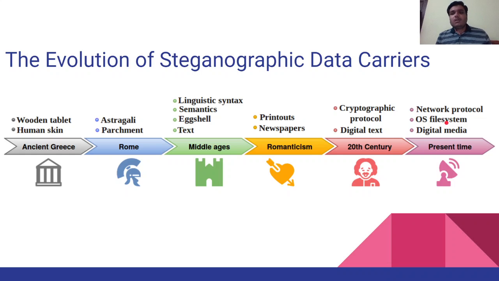Now in present time, we not only encode data inside images, but we encode it basically inside any file, or your operating file system, any digital media, whether it be video, audio, or any file, whether it can be a PDF file also. You can embed data inside network protocols also. So basically, hiding data in another carrier is steganography, and this was the evolution of steganography over the ages.